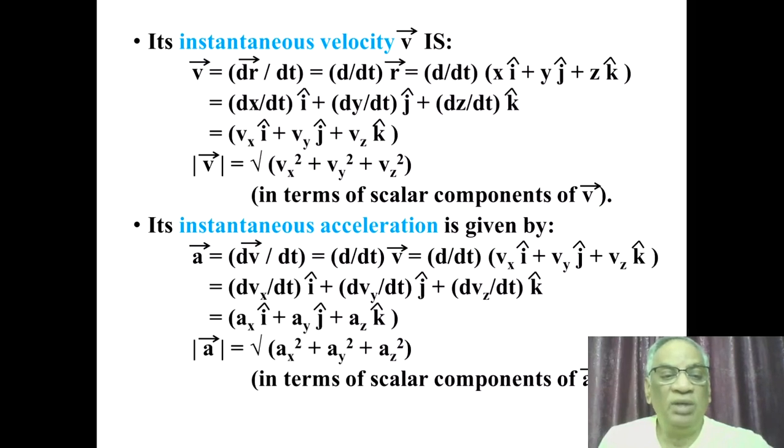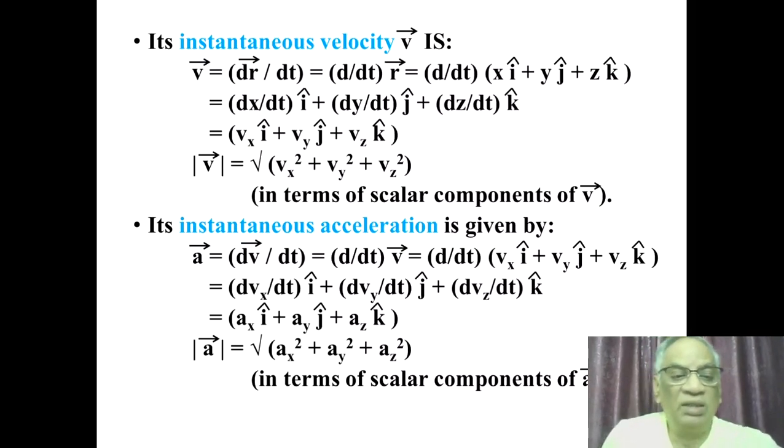Following the same procedure, you can show that v bar is equal to vx i plus vy j plus vz k, and its magnitude is given by the square root of vx square plus vy square plus vz square, in terms of the scalar components of vector v bar along the x, y, and z directions.